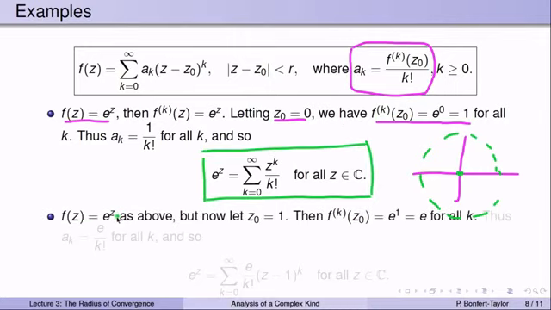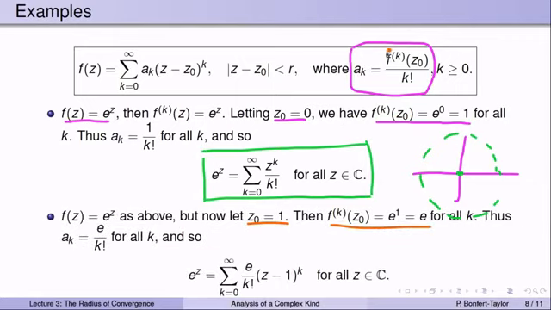Let's modify things a little bit. Let's look at e to the z just as above, but this time we're going to let z0 be 1. So now the kth derivative of f at z0 is e to the 1, which is e. And therefore the a_k's, now all the numerators here are equal to e. So a_k is e over k factorial, so that e to the z becomes the sum of e over k factorial times (z minus z0), and z0 is 1, so (z minus 1) to the k.